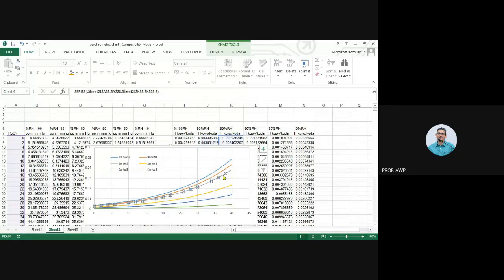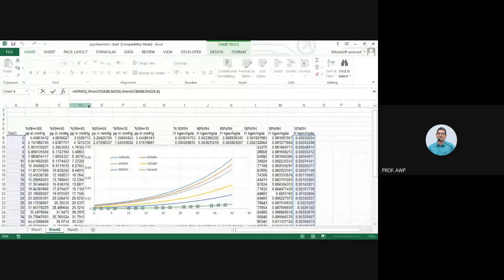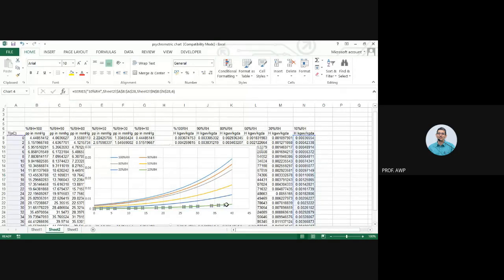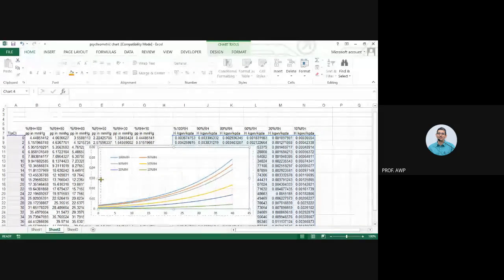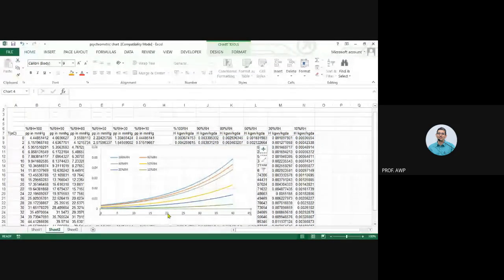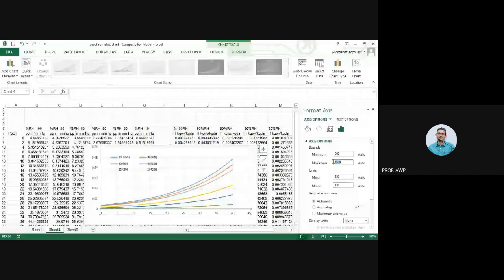How easy it is to do calculations in Excel. You can just click and drag the formula. You can plot a graph and you can change, and everything will change automatically. I can change the scale.